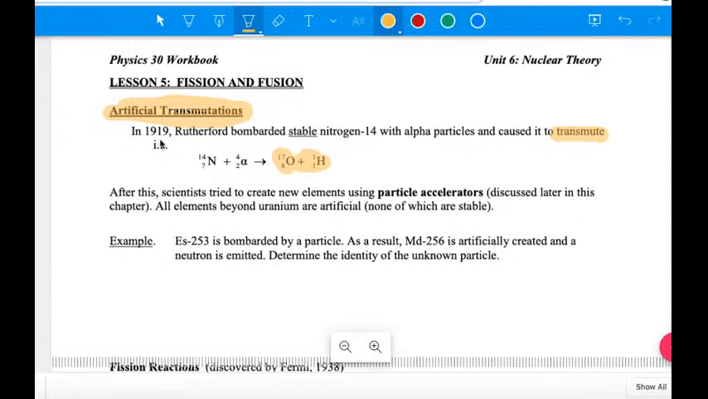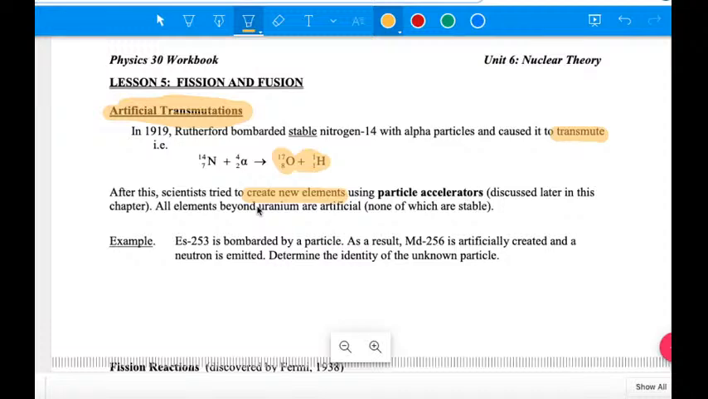So this was done in 1919, and after that scientists wanted to create new elements because that's pretty cool, right? Tony Stark did it. Why wouldn't we all want to do it? They did it using particle accelerators, so essentially bringing these particles like alpha particles to super high speeds, right? And we'll get more into that later.